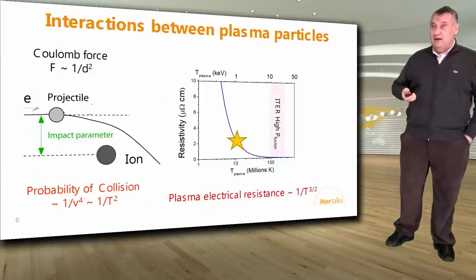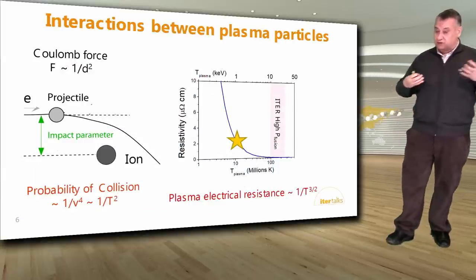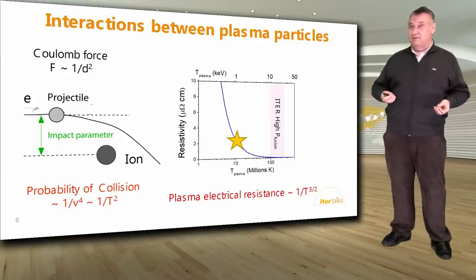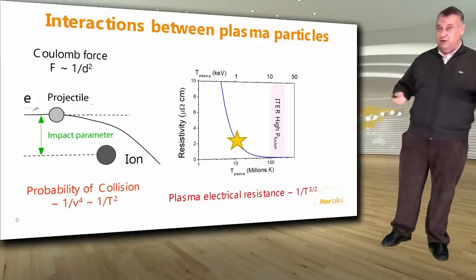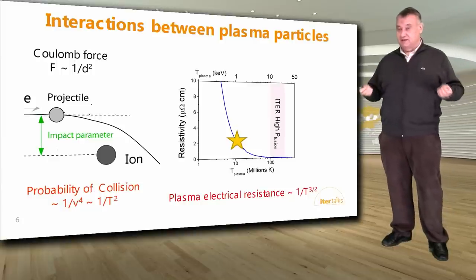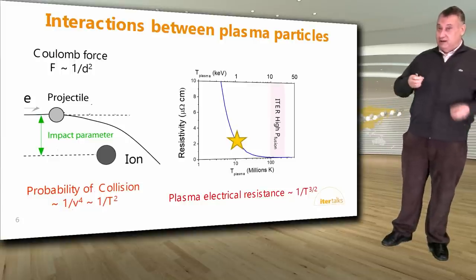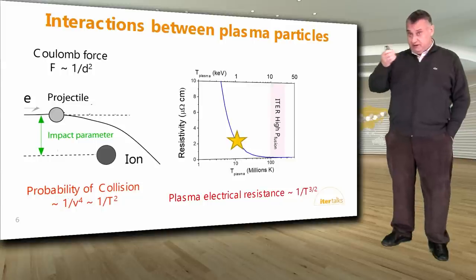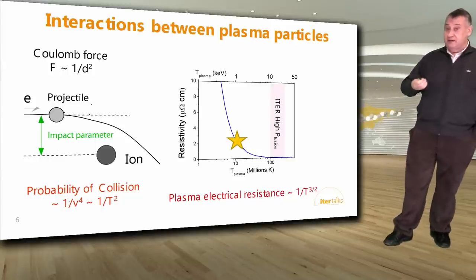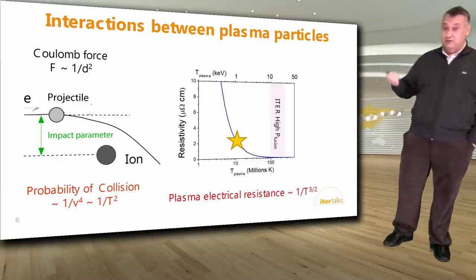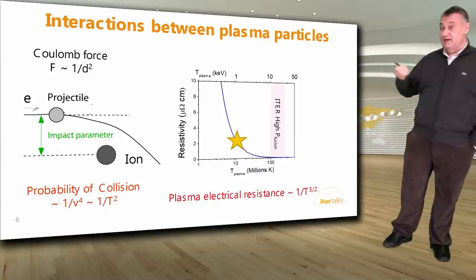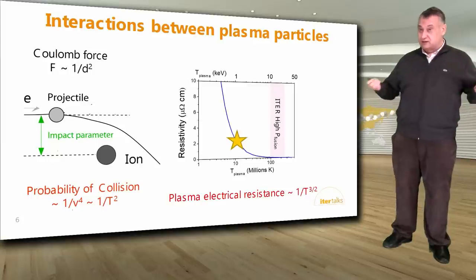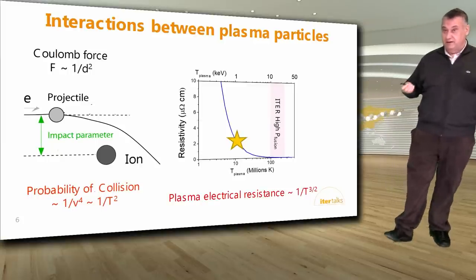And now, what happens with these particles in this plasma, which contains electrons and ions? The forces by which they interact are the Coulomb force. So this is the force that is established between two charged particles that we know from high school physics, that depends on the distance between these two particles squared. And so what happens is that an electron, when it approaches an ion, is deflected by this Coulomb force, this electrostatic force, and the probability of this collision goes inversely as the speed of this particle. So the higher the particle moves, the lower the probability of collision. And it actually goes as one over the square of the plasma temperature.